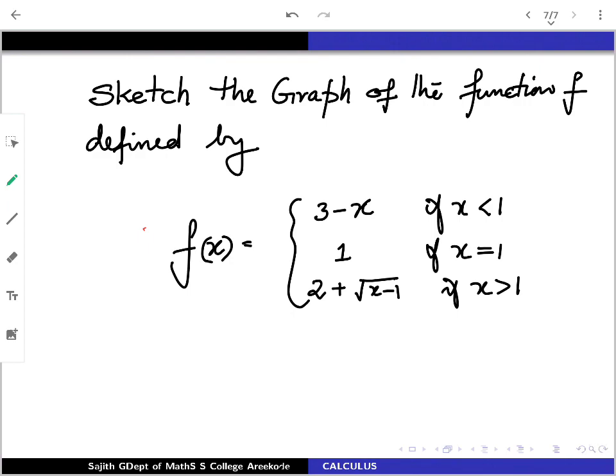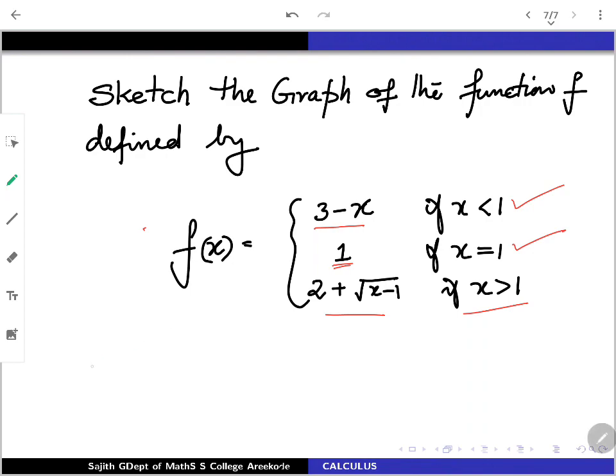Sketch the graph of the function f defined by 3 minus x for x less than 1, constant function 1 for x equals 1, and 2 plus square root of x minus 1 if x is greater than 1. See, the whole set of real numbers is divided into 3. So a subdivision you have to make.